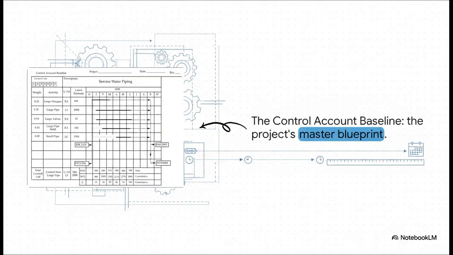That WBS then helps you create this, the Control Account Baseline. You might also hear it called a CTR, which just stands for Cost Time Resource Plan. This document is the project's Bible, its master blueprint. If you look at it, you can see how it ties together the specific tasks, the man-hours needed for each one, and the schedule. This becomes the one single source of truth that everybody's performance is measured against.